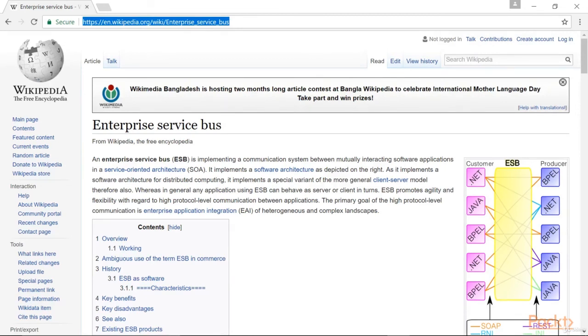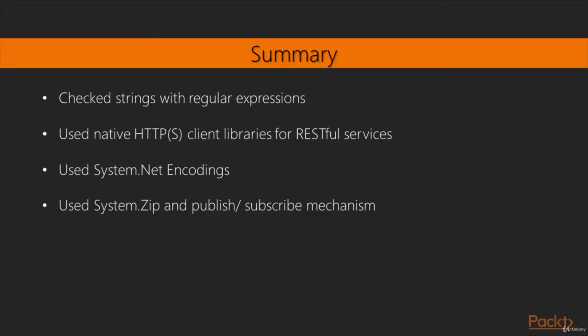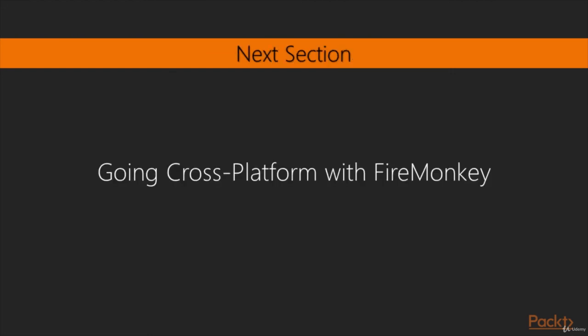Great! We've successfully learned how to use System.Zip and the publish-subscribe mechanism. In this section, we first learned how to check strings with regular expressions, and then we moved on to learn how to use native HTTP client libraries for RESTful services. We've also learned how to use System.NetEncoding, and finally learned how to use System.Zip and the publish-subscribe mechanism. In the next section, we'll learn about cross-platform development with FireMonkey.